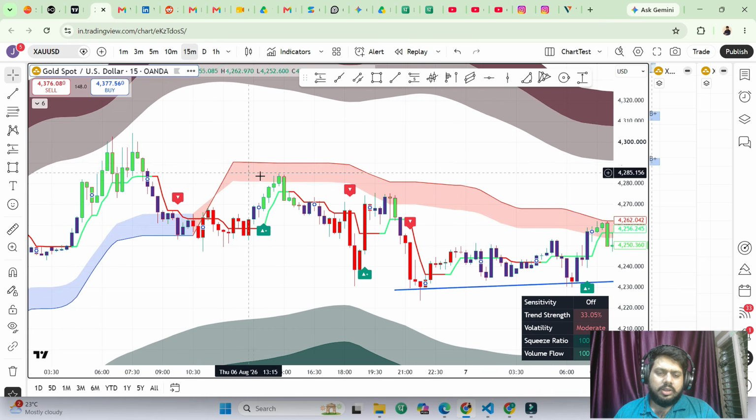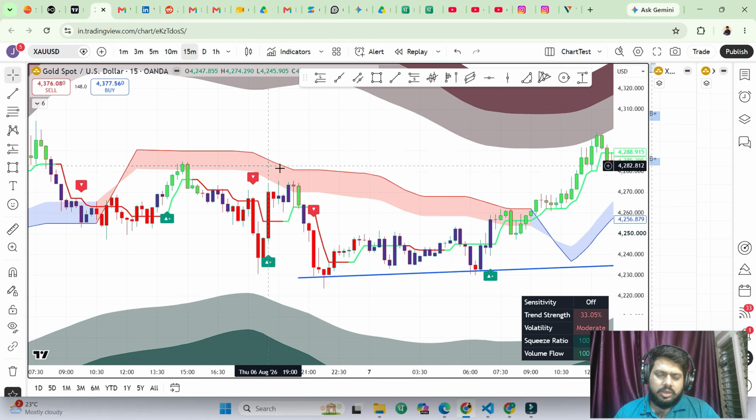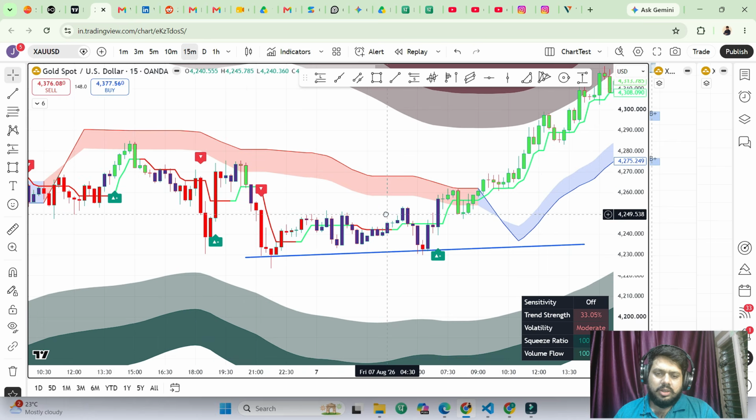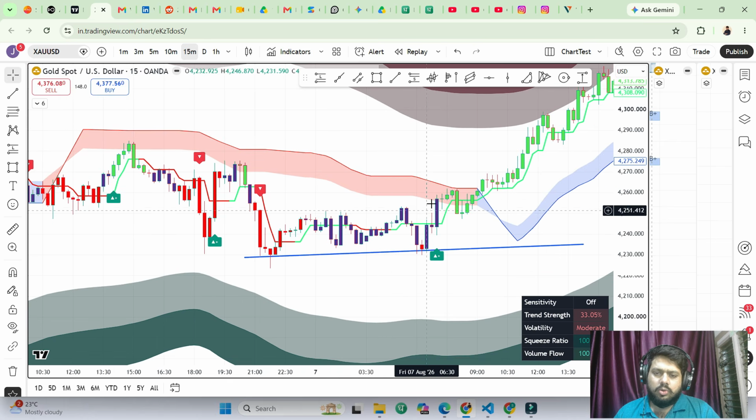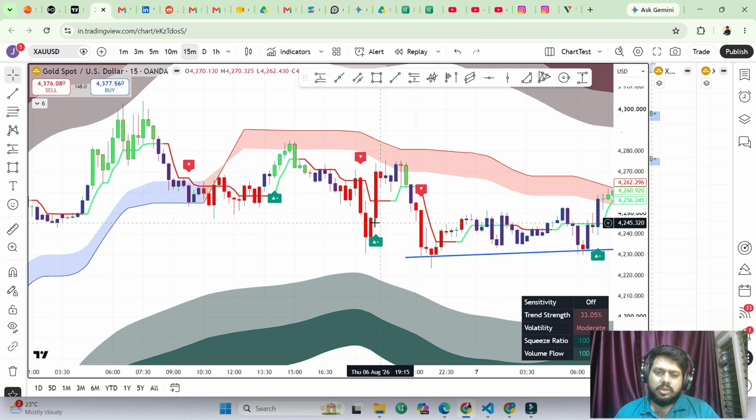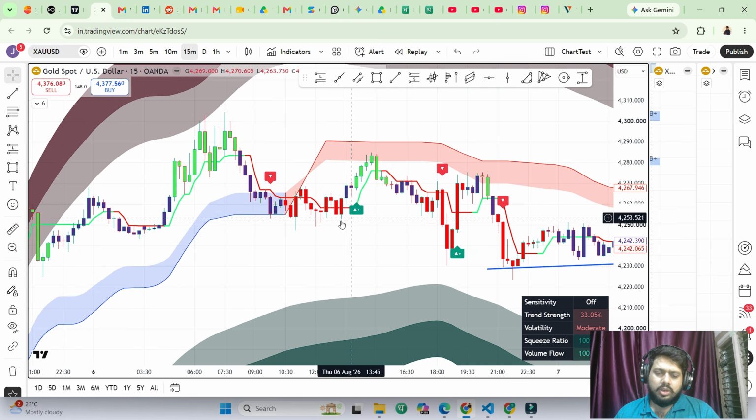Another concept is whenever you see this particular red band. If you are trading the buy side, then you have to target only till this particular level. Whenever it touches this one, you have to exit from the market. For example, even if you take this particular trend, you can take it only till here, then you have to exit. That is the rule.